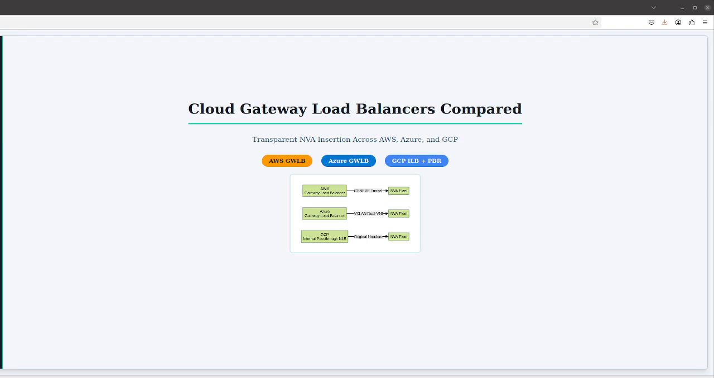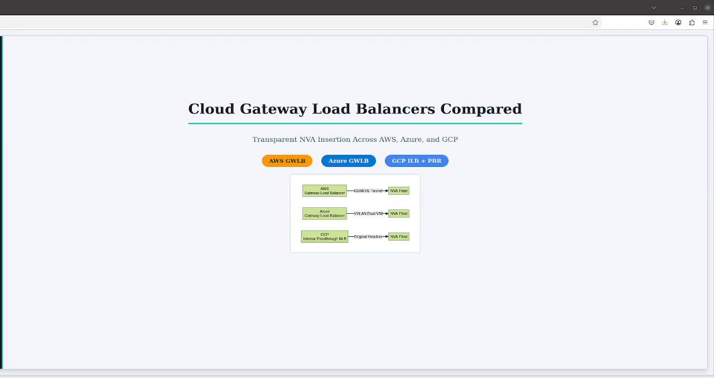In this series, we are doing a deep technical comparison of gateway load balancers across the three major cloud providers: Amazon Web Services, Microsoft Azure, and Google Cloud Platform. If you work in cloud security, network engineering, or infrastructure architecture, this is a topic you absolutely need to understand.